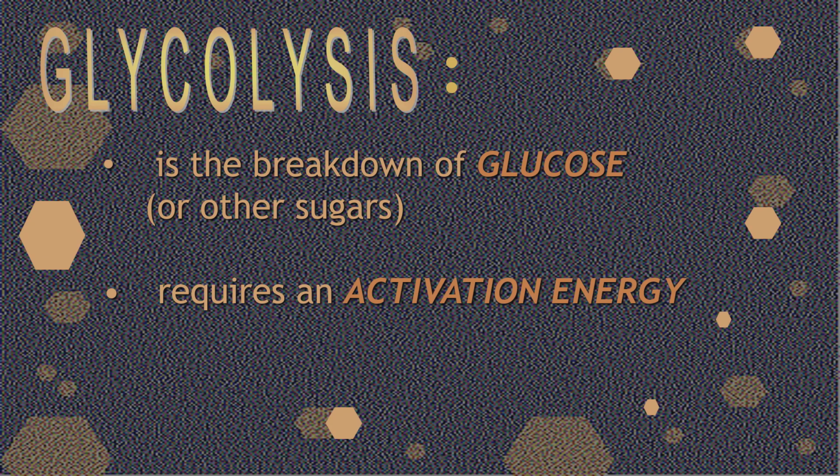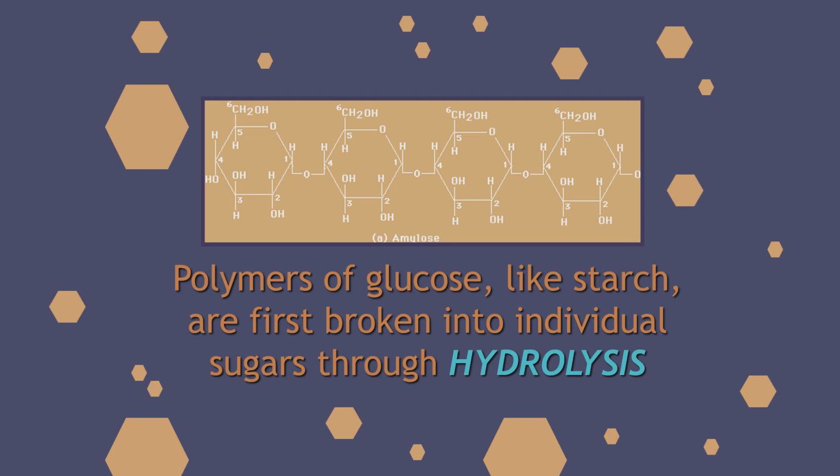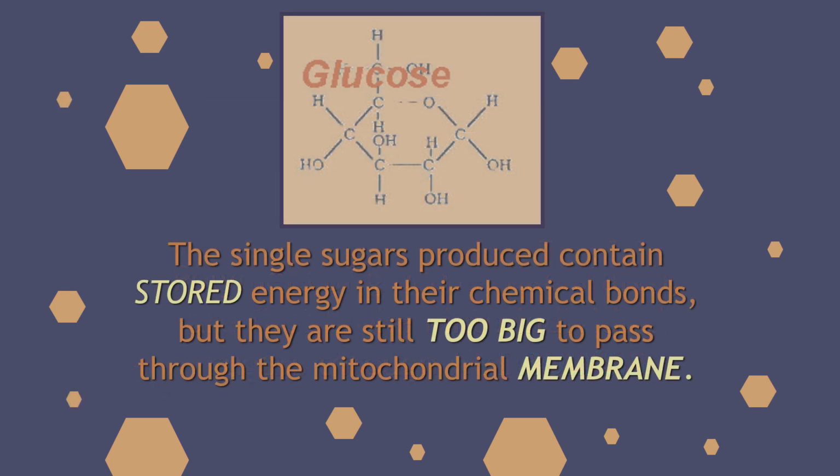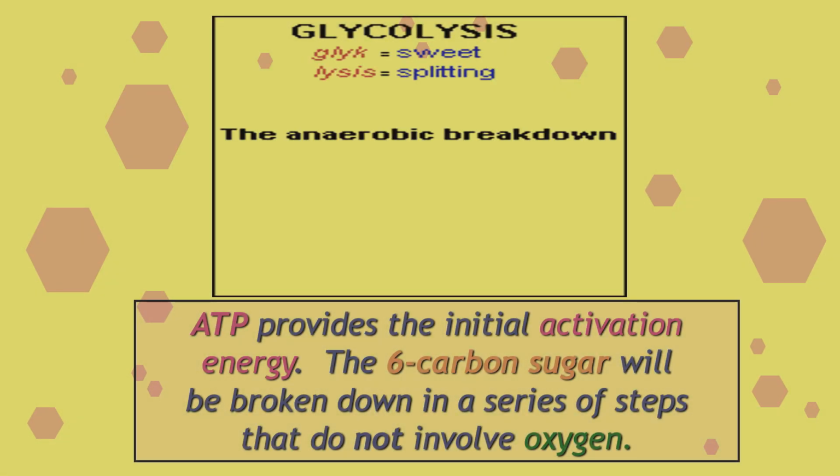And it will occur not in the mitochondria. It will occur in the cytoplasm, the fluid-filled interior of the cell, which is outside the mitochondria. So the first thing that happens is that chains of sugars, polymers of glucose like starch, will break them down into individual sugars through hydrolysis. Okay? We'll just add water, just like we discussed before. Now you'll have single sugars by themselves, and of course they contain stored energy in their chemical bonds, but the sugars, even by themselves, monosaccharides, they're still too big to pass through the mitochondrial membrane. So we're going to have to break it down in a series of steps that do not involve oxygen.